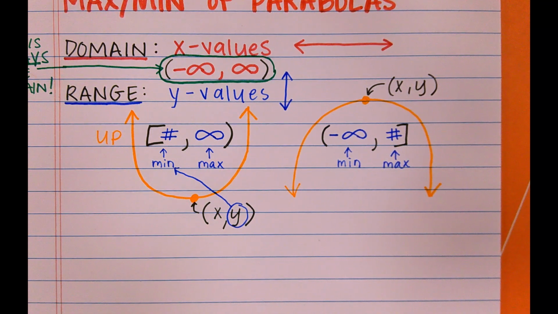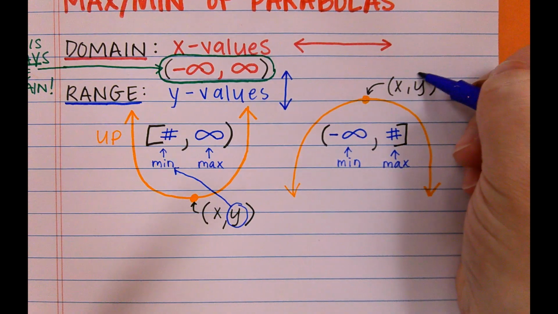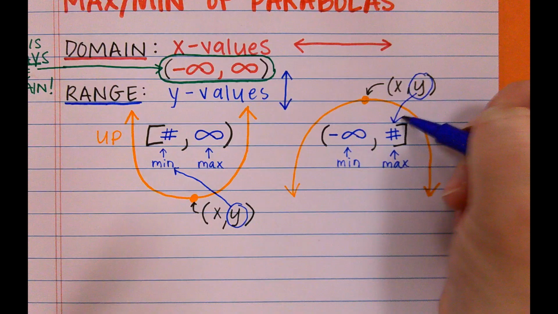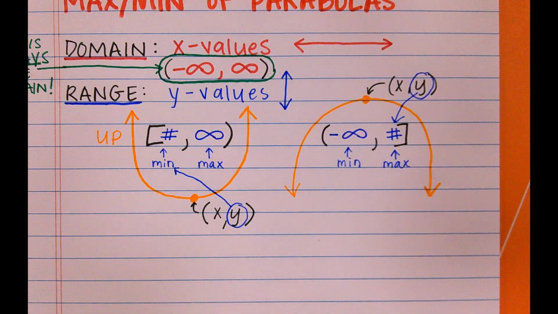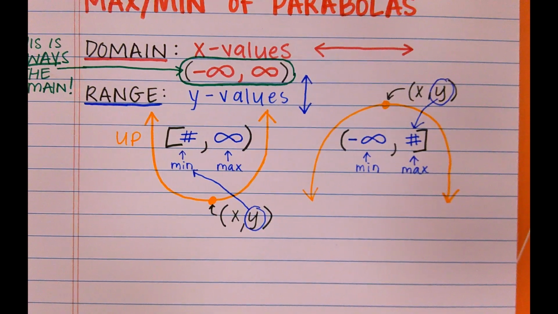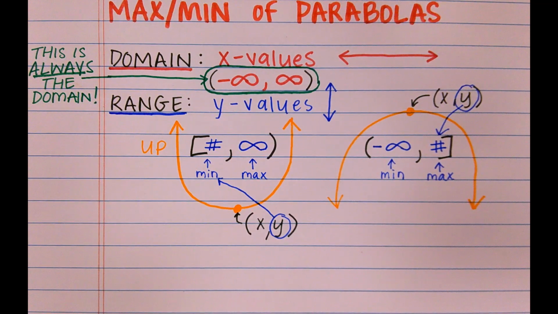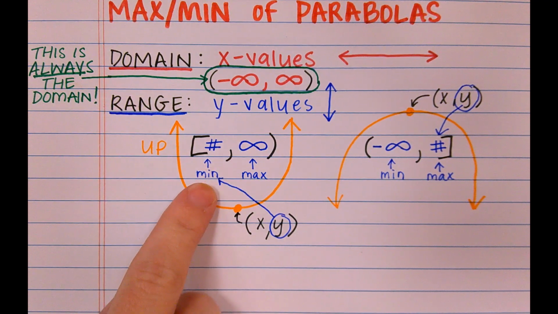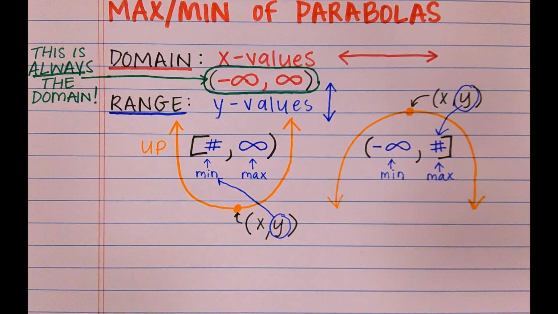All right, so let me also circle this y and just point to the fact that this will be the same as this number. And then I'm going to show you examples. So your domain is always negative infinity to positive infinity. And your range is always the minimum or the lowest value up to the highest value. Sometimes that minimum value is a number. Sometimes the maximum value is a number, depending on if it's facing up or down.